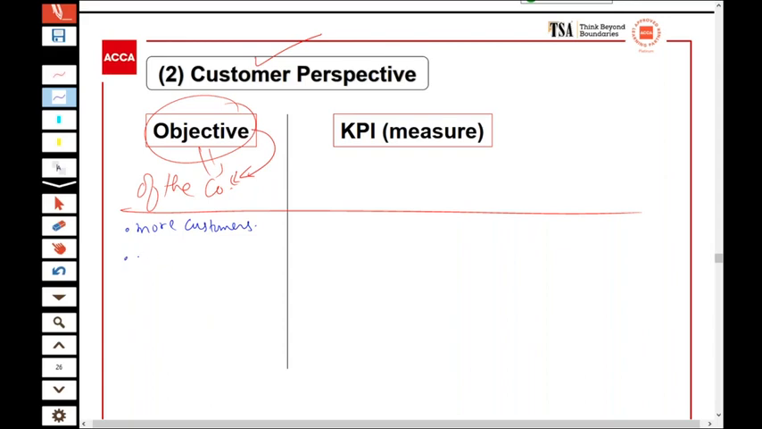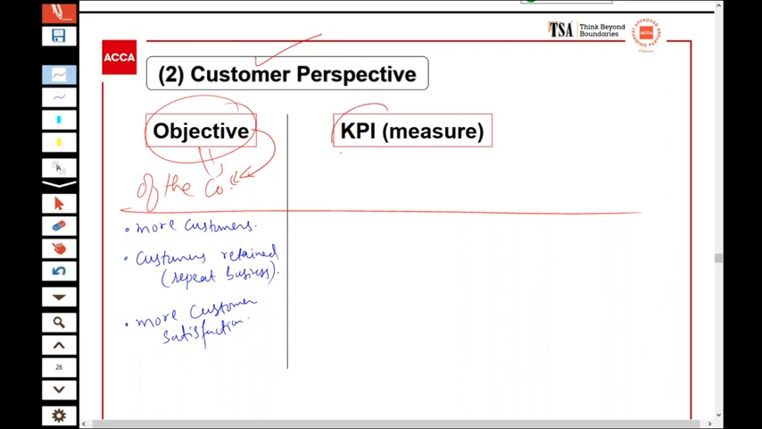I will prefer my customers would be retained. That is repeat business from me. This is what I will be setting as the objective from the customer perspective. More customers, more customer retention. I want more customer satisfaction.